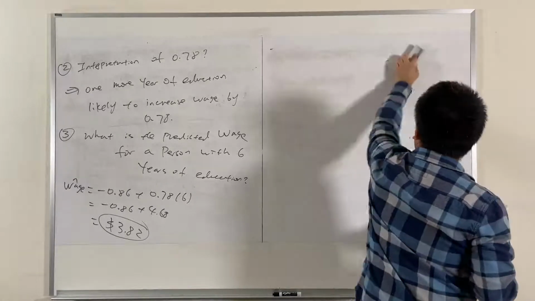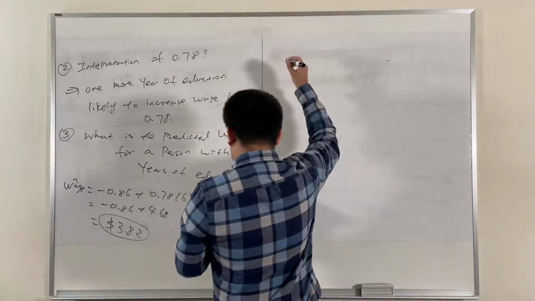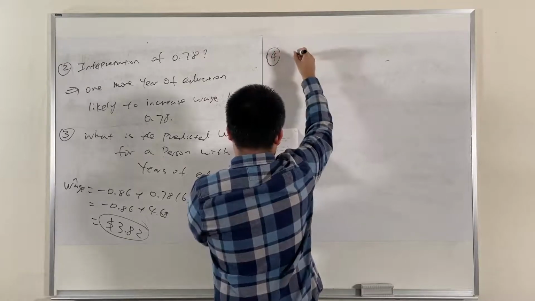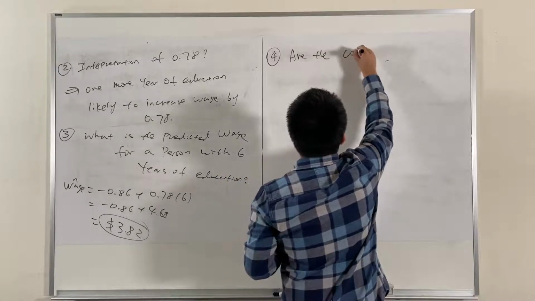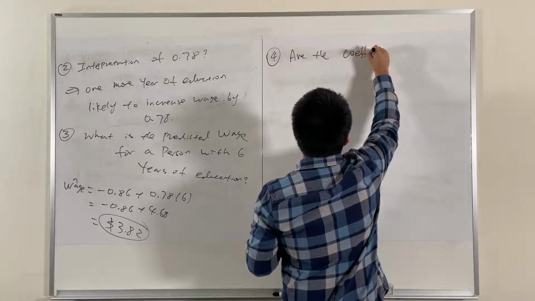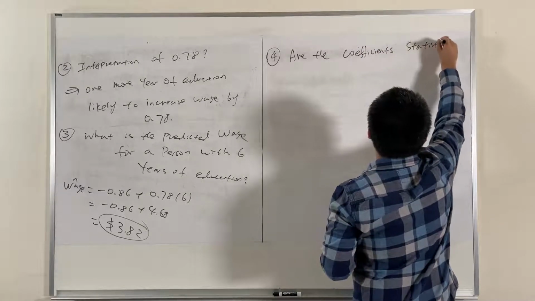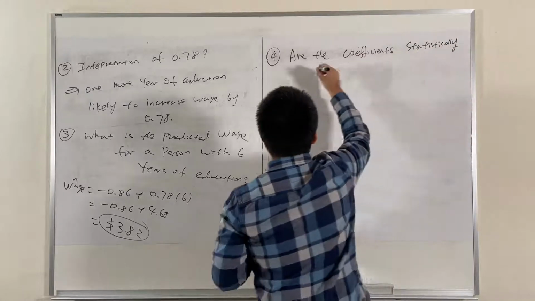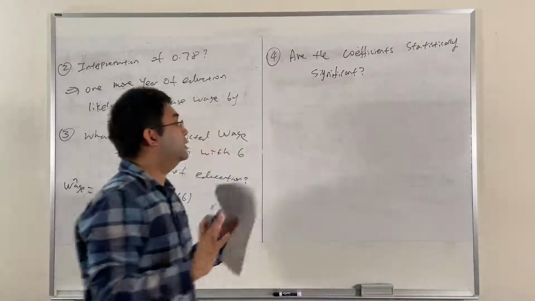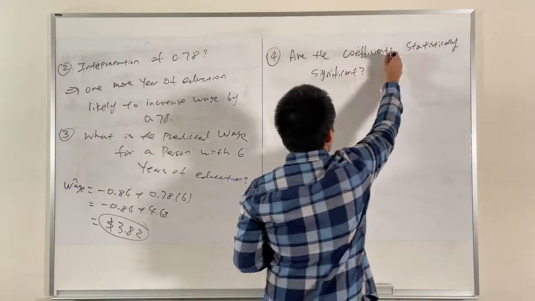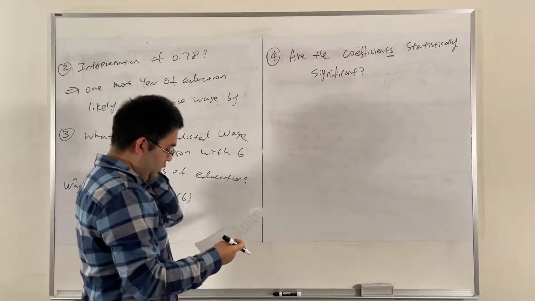That's number 3, and then number 4. Let's do some hypothesis testing. So 4, say, are the coefficients statistically significant? Okay, so are the coefficients statistically significant, right? So the coefficients, here I want to do both A and B. So let's do A first.